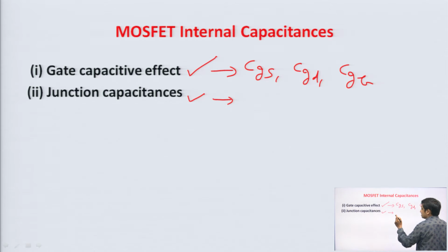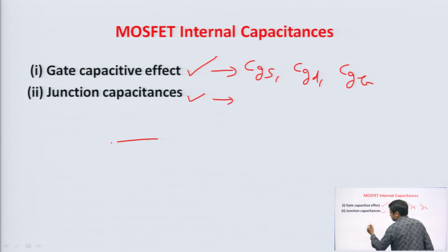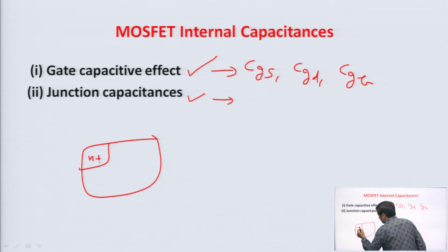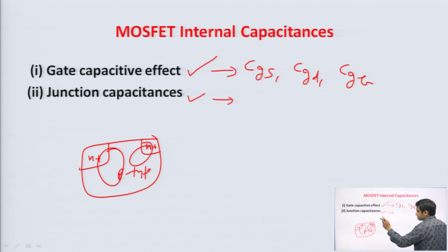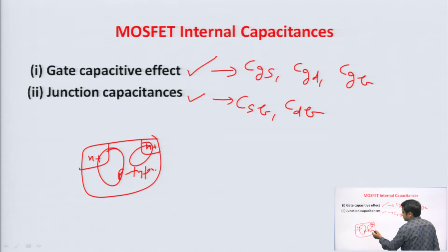Junction capacitances are formed at the junction. There is a junction in the MOSFET: you know this is your N plus source, N plus drain, and this is your P type. So this is your PN junction. The capacitance formed at the junction is called junction capacitance, and these capacitances are source to body and drain to body, because this P type is your body substrate. So, these are the internal capacitances.